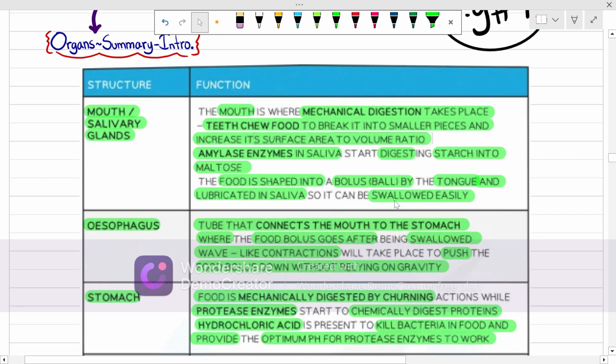This is a summary intro to the organs and their functions. The mouth and salivary glands. The function of the mouth is mechanical digestion. So mechanical digestion takes place in the mouth, where the teeth chew food to break it down and increase the surface area to volume ratio of the food. And it forms a small bolus of food, which is a small food ball. The mouth also contains salivary glands. Salivary glands contain amylase enzymes. In the saliva, amylase enzymes are secreted from the salivary glands to digest starch into maltose, and food is shaped into a bolus after all this and lubricated into the esophagus.